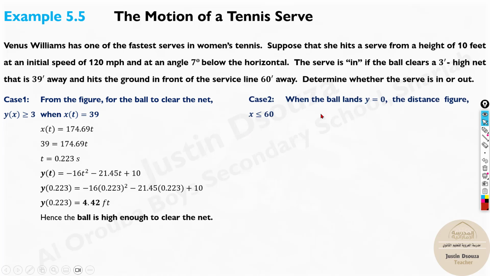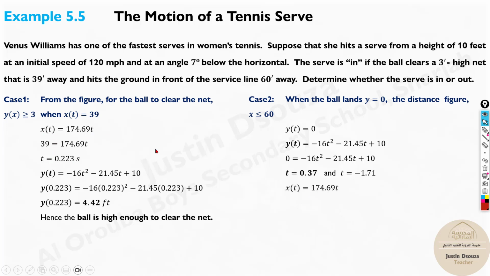That's good. Now we need to check whether it lands before the distance of 60 feet. Let us check. Now we will take y of t as 0 and substitute in this equation. Solve for the time. You will get two times, one is 0.37 and one more is negative. Time can't be negative, so take only the positive value. Now substitute this in the horizontal distance. When you substitute 0.37, the answer is 64.6. That means it is away from the service line. It doesn't fall before the service line.